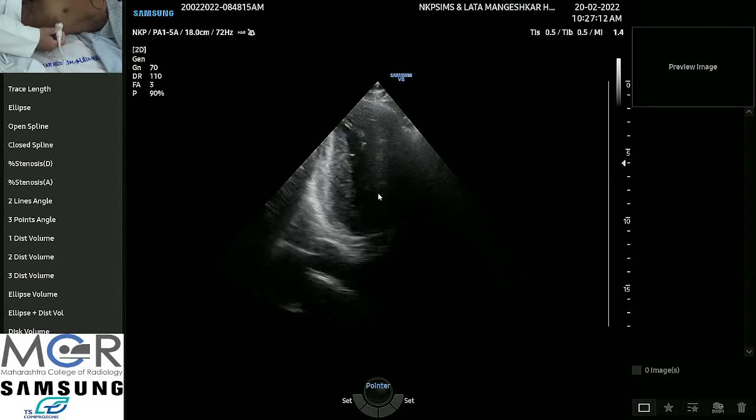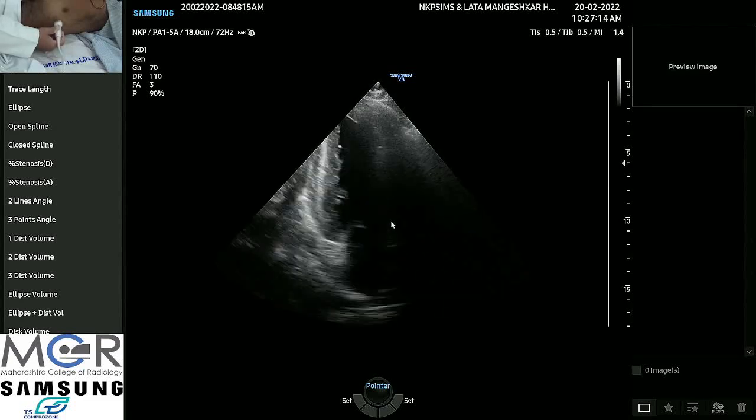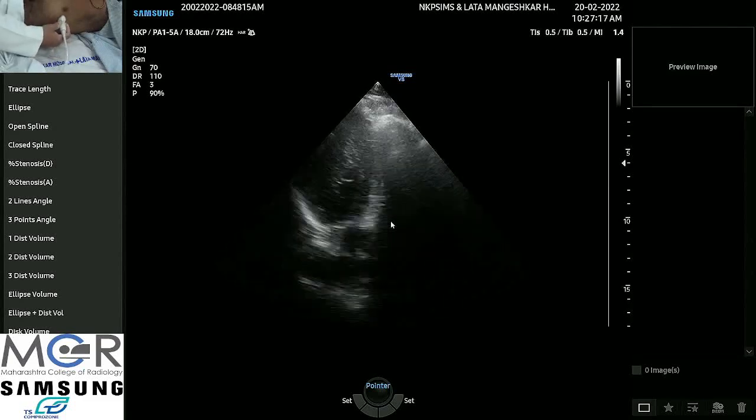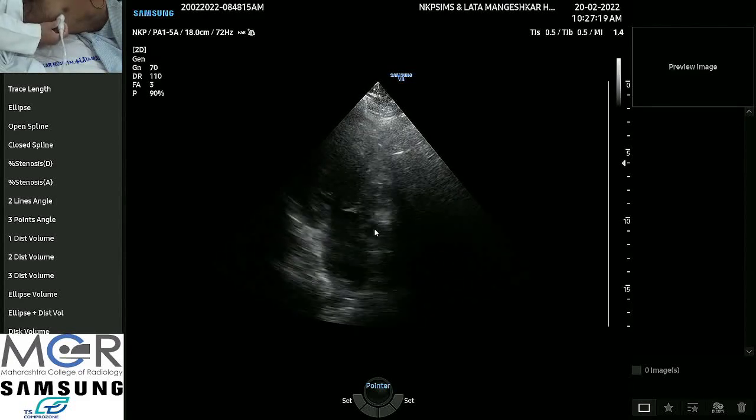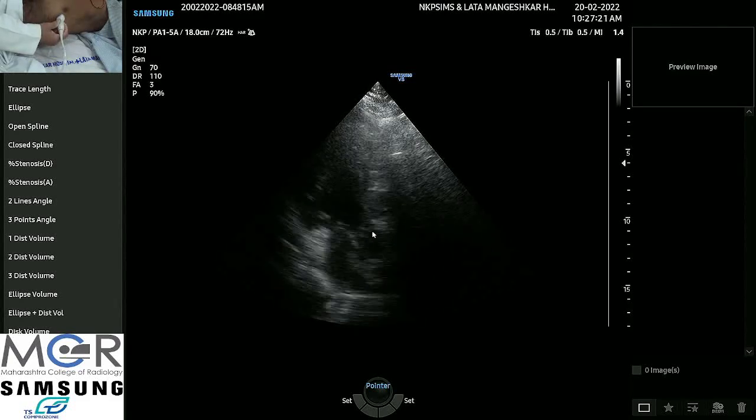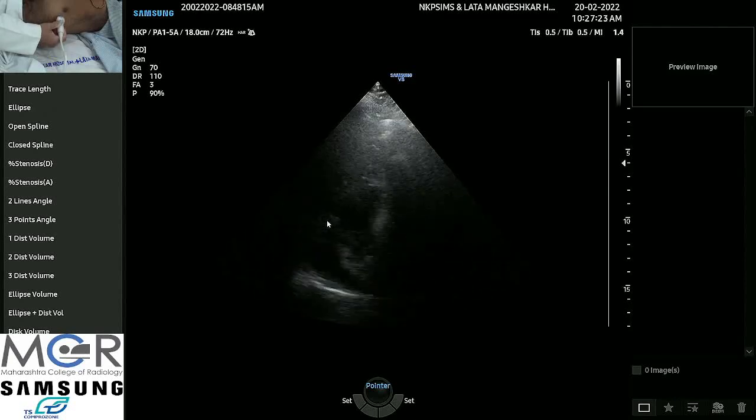Now here you can see a little, this portion which is close to the pointer is the aorta. You can see the aortic cusp here. This is the apical three chamber view.